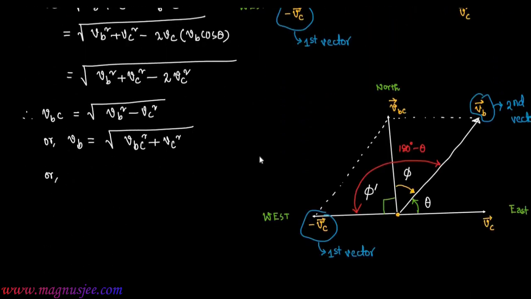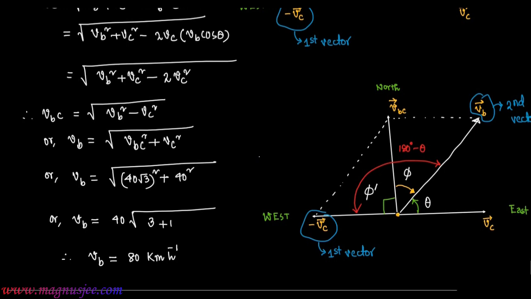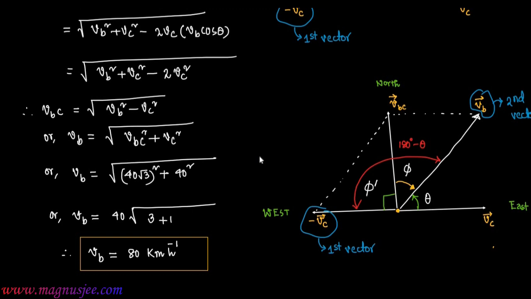VB is equal to root over VBC square plus VC square, or, putting the values, root over (40 root 3) whole square plus 40 square. VB will be equal to 40 taken outside, under root we have 3 plus 1. Therefore, VB is equal to 80 kilometer per hour. VB is equal to 80 kilometer per hour, which is the actual velocity of the bus.